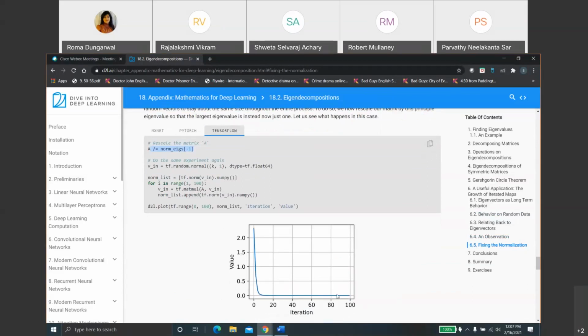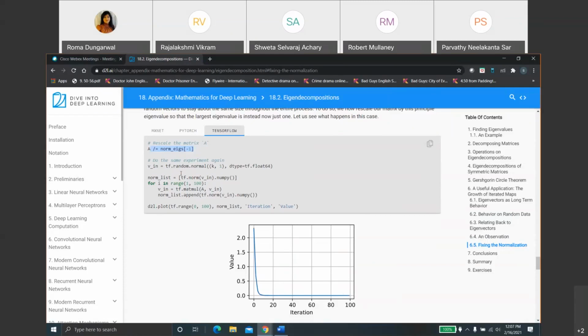You'll see that maybe after say 10-20 iterations, if the length of the vector has reached 10, then basically it will remain at size 10 till the end of the computation. So this is what is being shown in this graph.